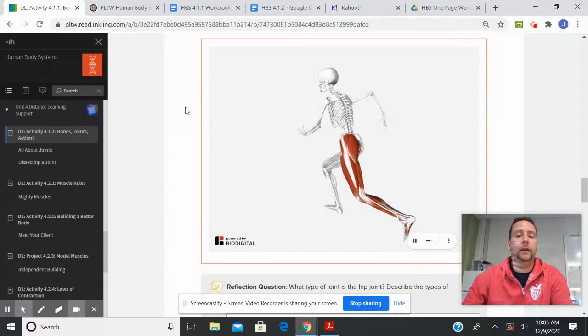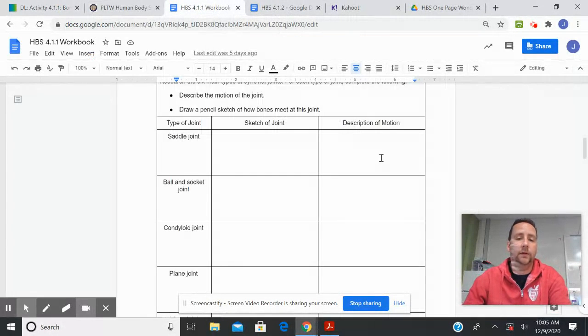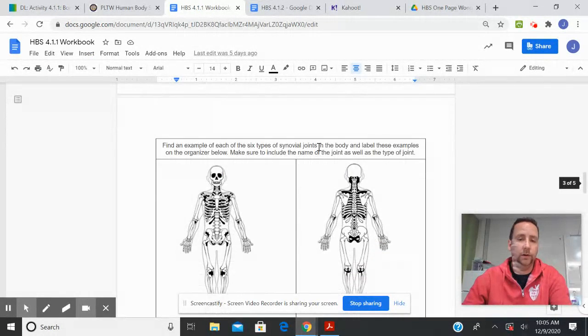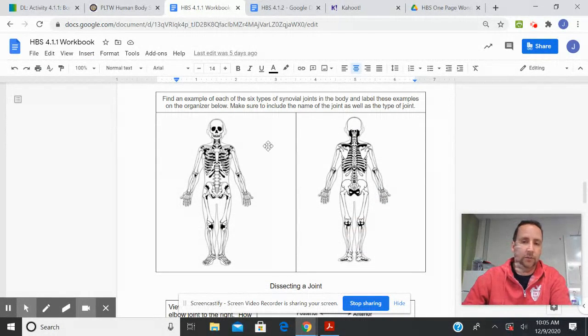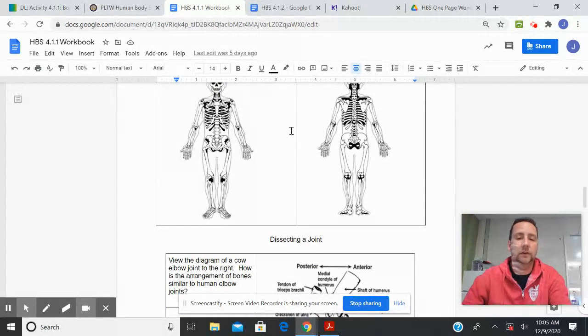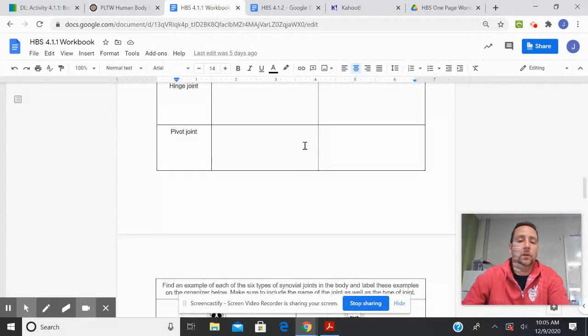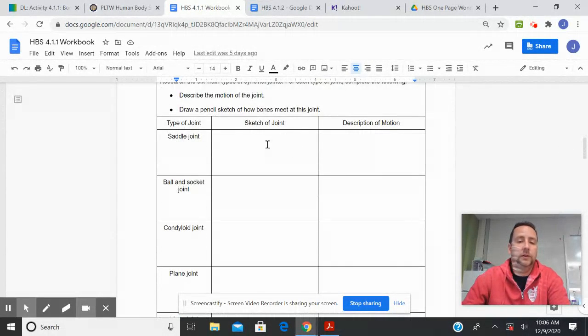Then from there, you're going to identify joints on the human body that fit that category. So going off of this in 411, you're going to find an example of each of the 6 types in the body and label those on the organizer below. So if you put elbow, you label elbow and then say what kind of joint it was. Okay, so elbow, ball and socket. I'll tell you that's not correct, but you get the idea. All right. So all 6 of those, you need to have one joint from all 6 of these types of synovial joints.